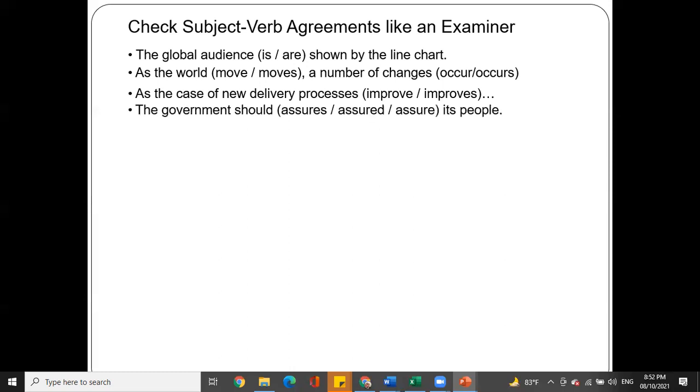The government should assure. Wait, the government should assures? One more time. Oh my God, it's they. Okay, assure. The government has already married should, so: the government should assure its people.